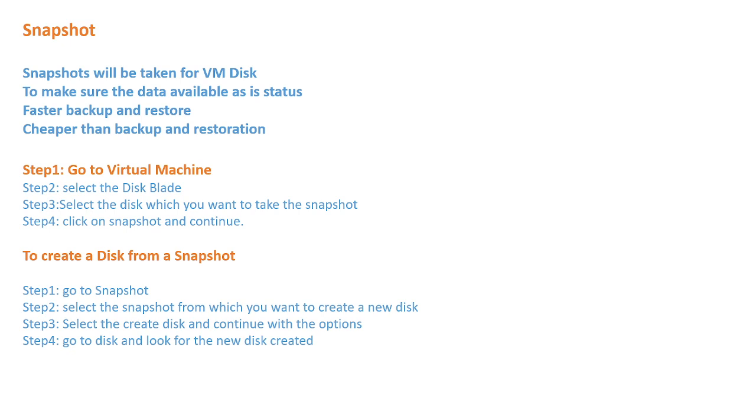How to create a snapshot? You have to go to the virtual machine blade, then go to the disk options, and there is an option called snapshot. Click on the snapshot and continue the wizard. Restoration is also the same. How to create a disk from it? I'll show you maybe today.